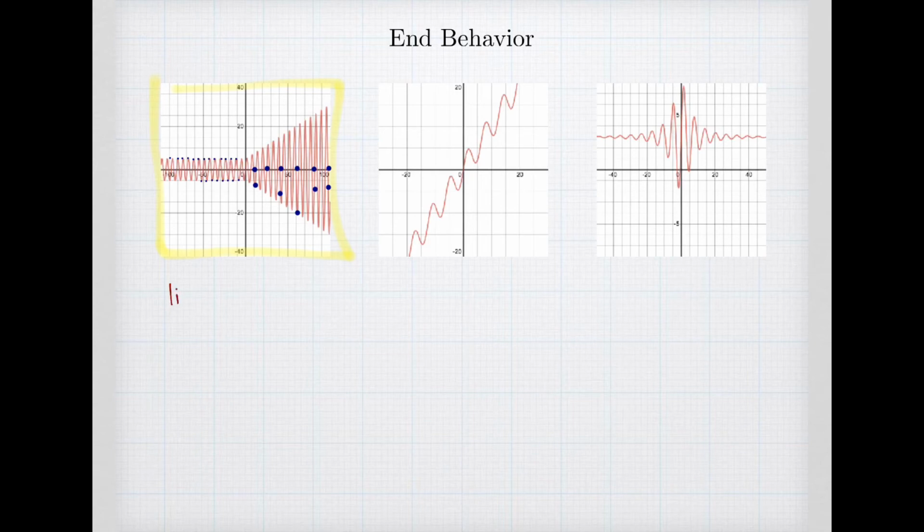So the limit of our function, as we're going to plus infinity, does not exist. And notice that's a sentence, not an equation. Limit of f of x doesn't equal does not exist. The limit of the function does not exist. And similarly, the limit on the left does not exist.